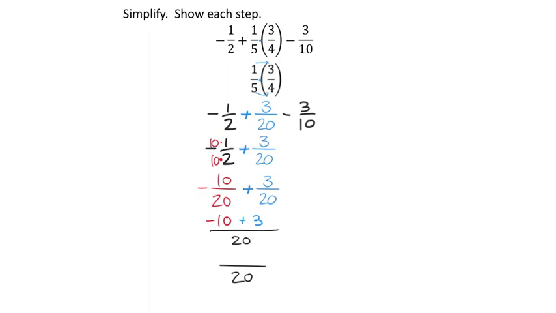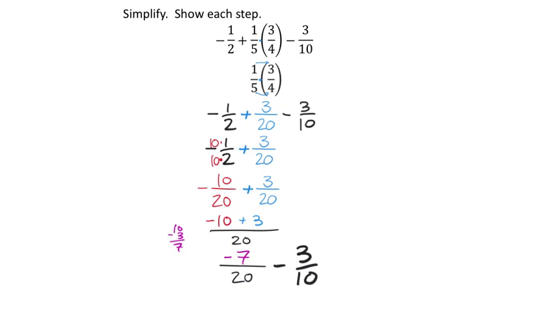Negative 10 plus 3, we're adding opposite signs. And there's more negatives than positives here. So that means my answer will be a negative. Then you just do 10 minus 3, which is 7. So I end up with negative 7/20ths just from adding these two together. But then I still need to subtract my 3/10, okay?